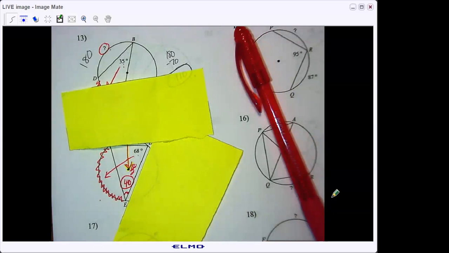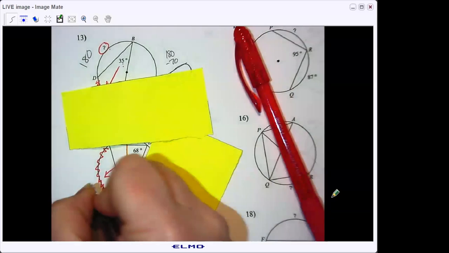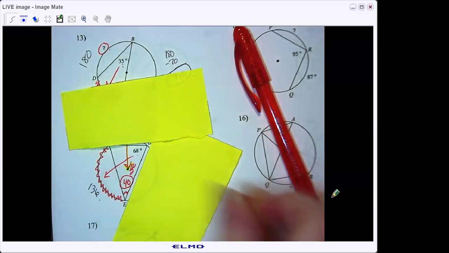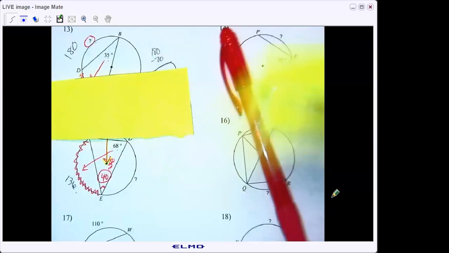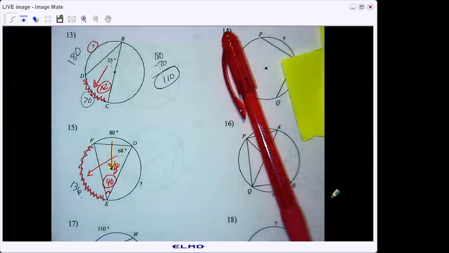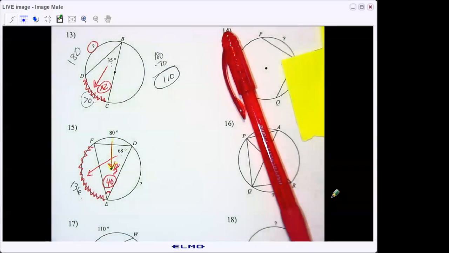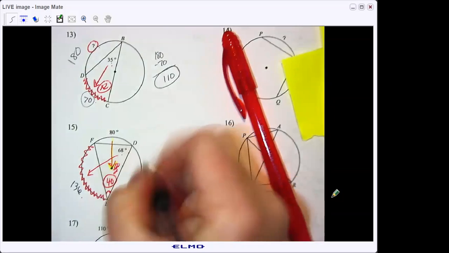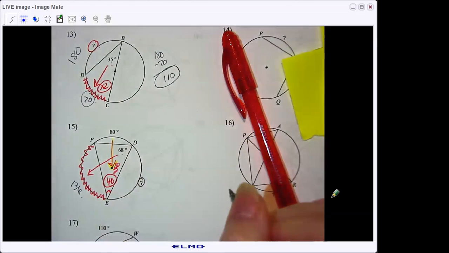Good. Nice. Okay, so most of you got that. So this is 136. So now let's look at what we were asked to find. Remember yesterday we were talking about if you don't know where to start, just start finding all the angles, finding all the arcs, and now we have this arc to find.